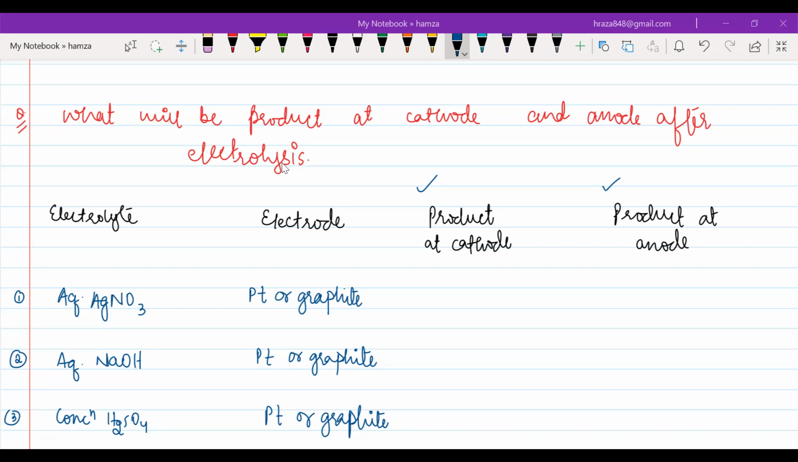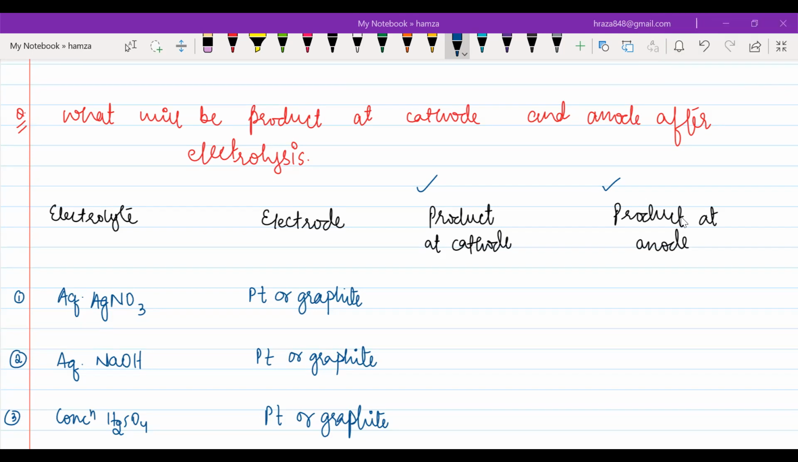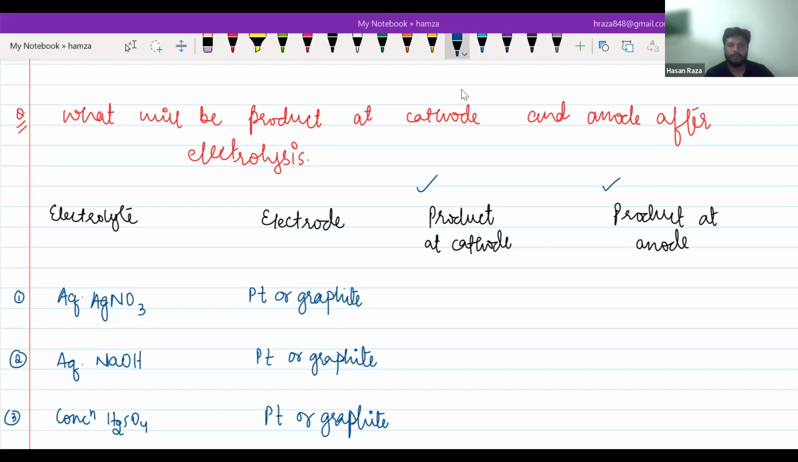Amjad, did you watch the previous lecture? Amjad. Yesterday you were absent, no? That's why I'm asking. You can reply in chat box. Okay, no problem.